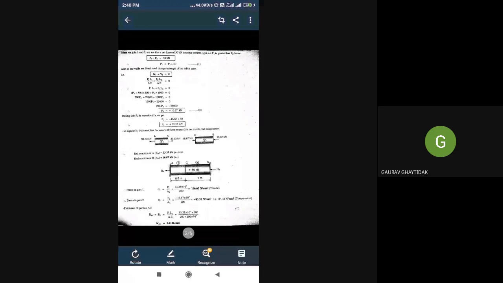And the final solution, there is question number 3. They are asking to calculate the extension of portion AC. Sometimes they ask to calculate or determine the extension of AC and determine the extension of portion BC. In this problem, they are asking only to calculate the extension of portion AC.